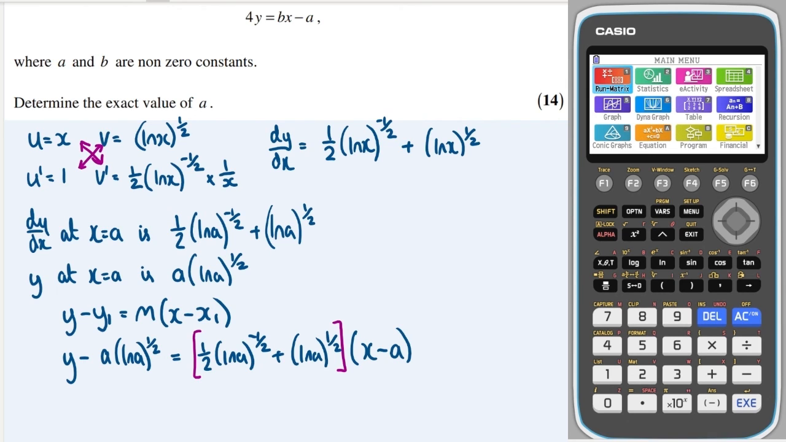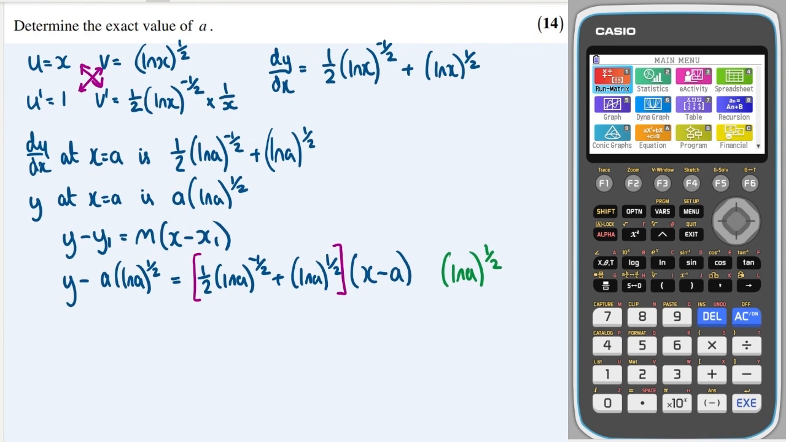Okay, great. So my first thought is this is very messy, and what I would like to do is to multiply through completely by ln a to the power of a half. I think that's going to tidy things up massively. So let's do that. Let's multiply through by that. That's going to give me y of ln a to the half. This next term, the ln a to the half times ln a to the half is just going to give me ln a to the 1, so it's just ln a. So this is minus a ln a.